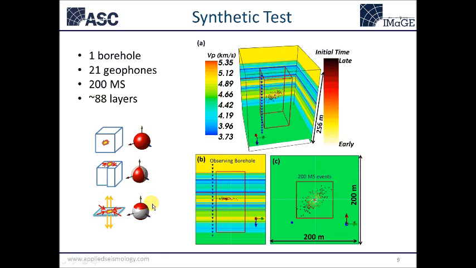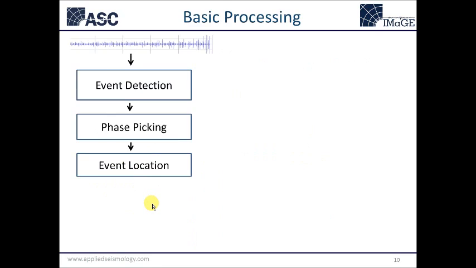So you can see after the basic processing, we locate all 200 events, and most of them, I think more than 90% of them, are located in the red box, which is where they're supposed to be. And if we're looking from the side, this is the top view. If we're looking from the side, it has a very good vertical resolution with only a single borehole.